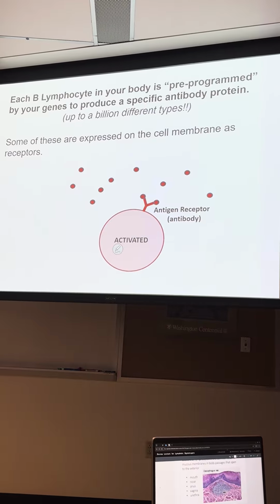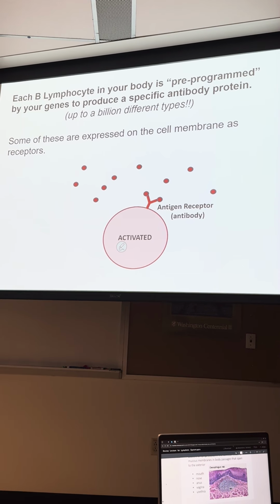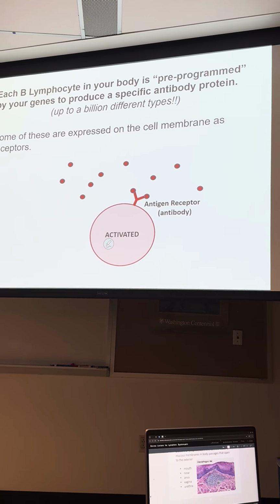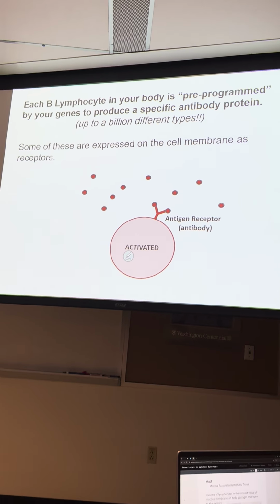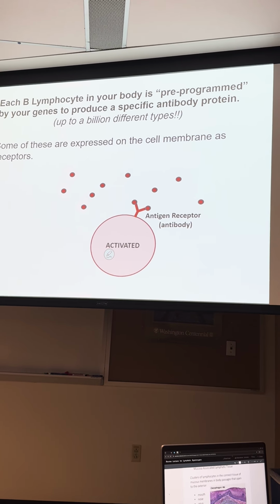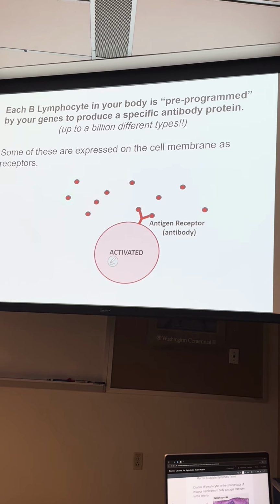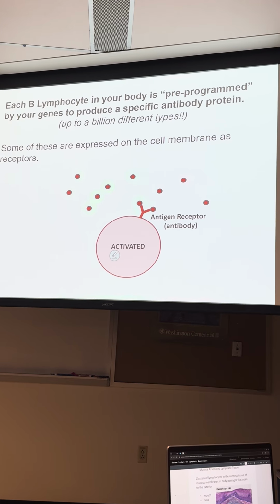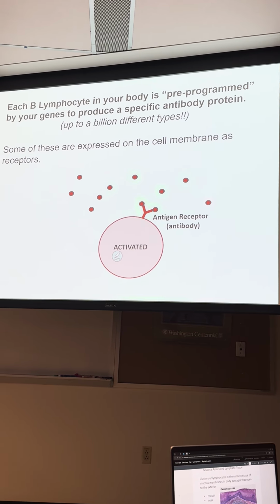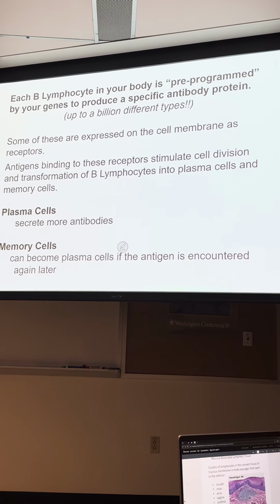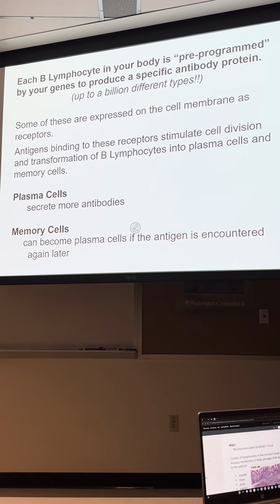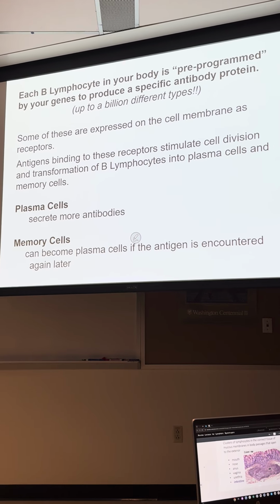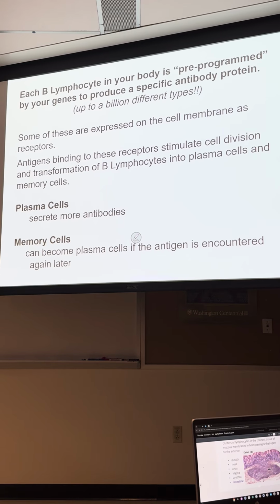So, just to let you know, in your body you have B lymphocytes that are actually pre-programmed by your genes to protect you from specific antigens, okay? So you already have it in you. When you were born, you already had an immunity, right? It was already there from your genes, okay? And then, okay, so then what happens here? Antigens bind to the receptors, they stimulate the cell division, remember? Okay, and again, B cells make antibodies.